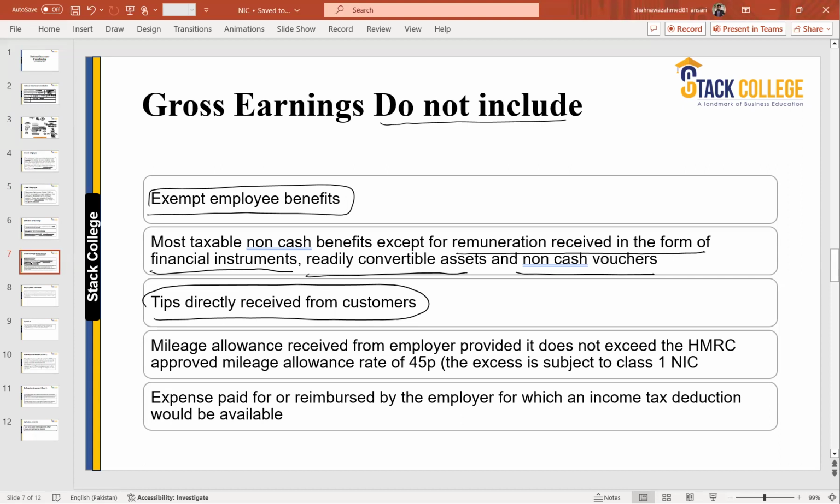Mileage allowance received from the employer is not earnings, provided it does not exceed HMRC's approved mileage allowance rate of 45p. If the reimbursement is, suppose, 50p, as it exceeds, the excess amount, which is 5p, is subject to class 1 NIC, because this now will be the definition of earnings. But if the compensation is less than 45p, it will not be part of gross earnings.